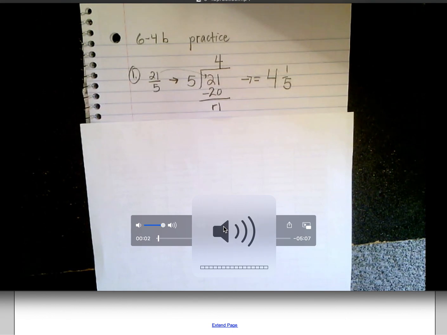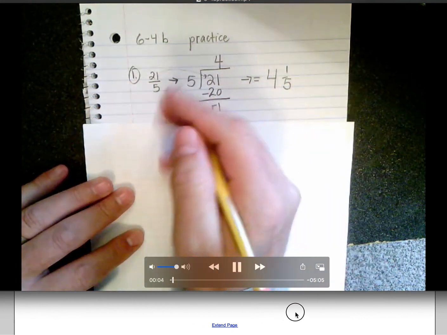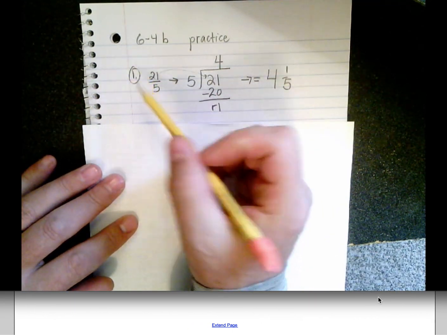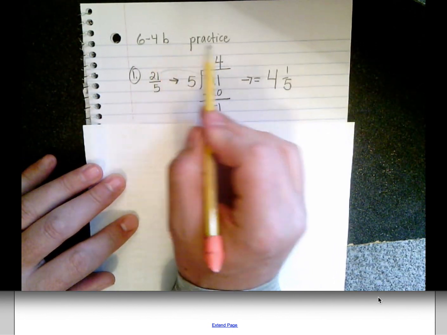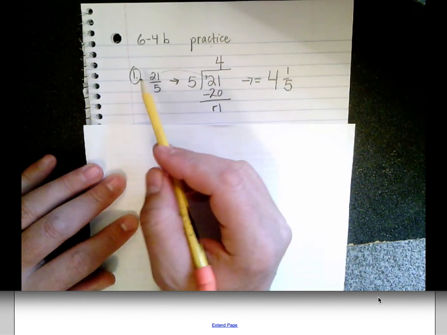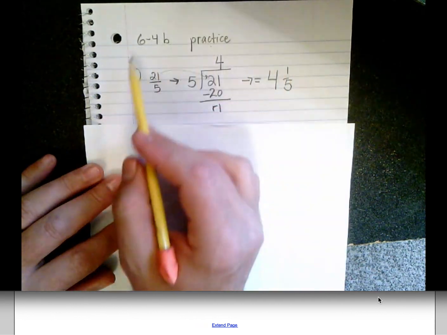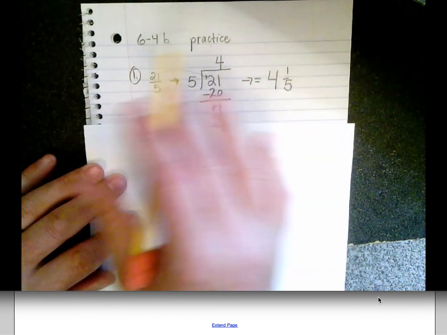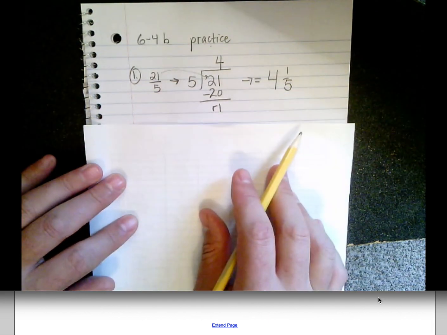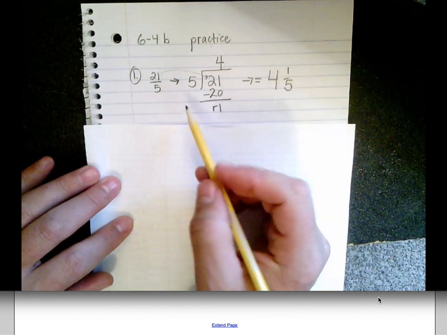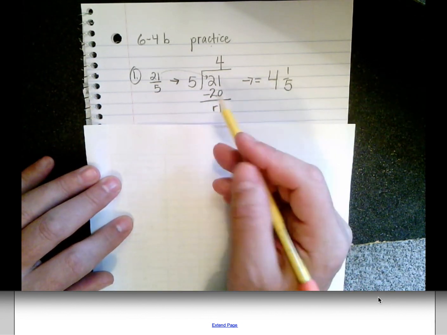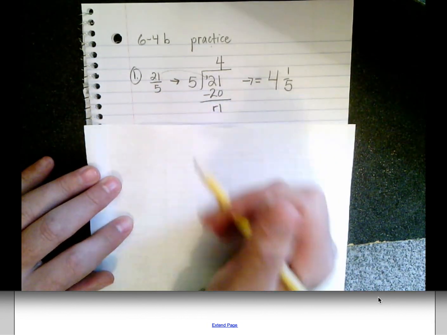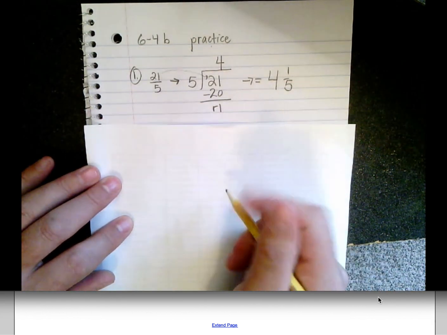All right, so we're gonna have you set up your notebook paper and make sure that your holes are on the left side, and let's title it neatly 6-4B practice. And so I want you to put number 1, and it's going to be modeled here so you have it to look at. You can push pause and work on this at your speed, but we're going to take 21/5 and divide it, because a fraction is nothing more than a division problem, really.